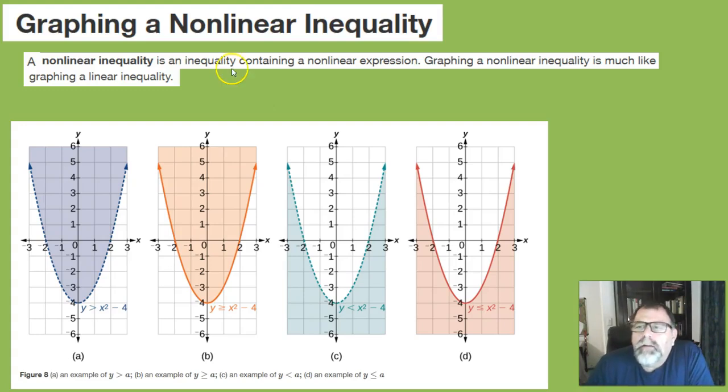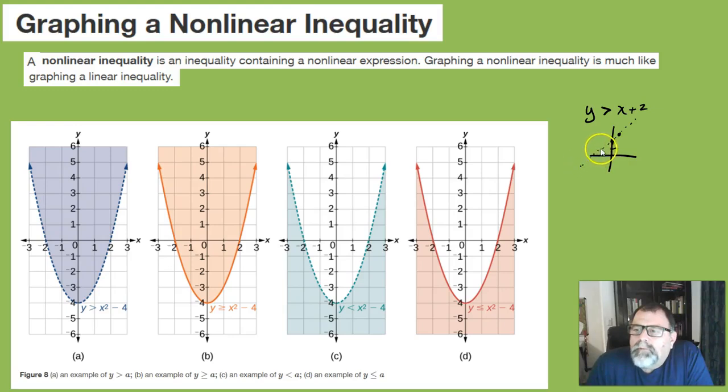And graphing a nonlinear inequality is much like graphing a linear inequality. So let's look at these parabolas. If you did y is greater than x squared minus 4. So if you recall when we did the lines, if I wanted to do, say, y is greater than x plus 2, you would go to the line y equals x plus 2, the y-intercept's 2, slope is 1 over 1, and you put a dotted line.